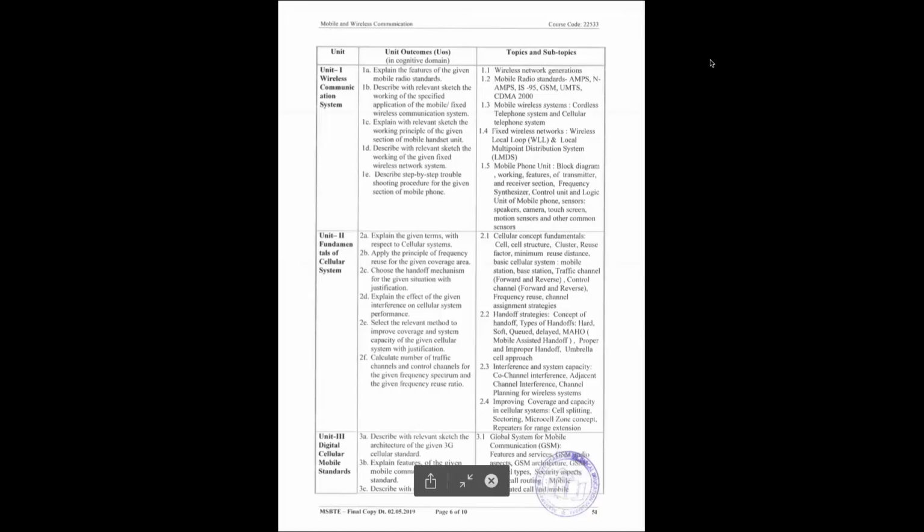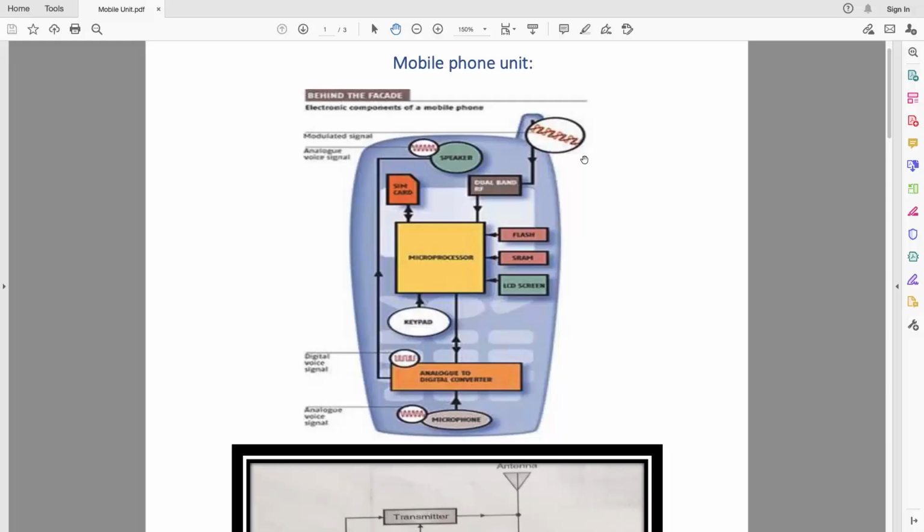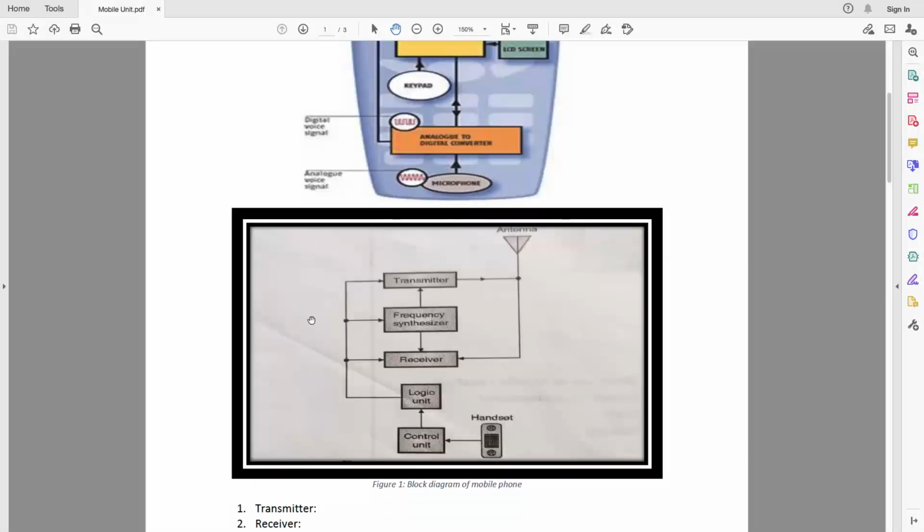So let us switch to our main topic, that is a mobile phone unit. This is the diagram in front of you. Actually, this diagram is not clear, but I think you are guessing what this is. So this is the mobile phone unit overall block diagram. In this figure you will get a clear-cut idea about the mobile phone unit. Your mobile phone unit is mostly invented for the purpose of communication.